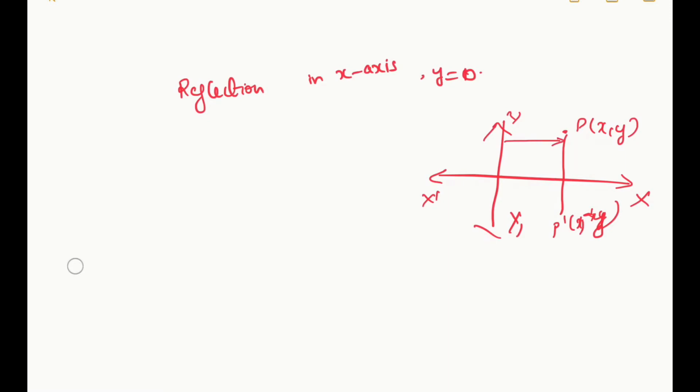Initially you had y from here. Now we are taking y from here when the reflection is on the x-axis. Are you getting? Whenever you have reflection in the x-axis, your x value will remain the same but the y value will change.